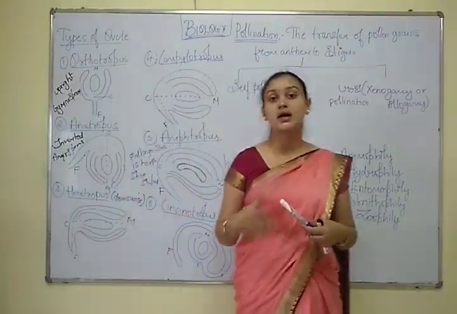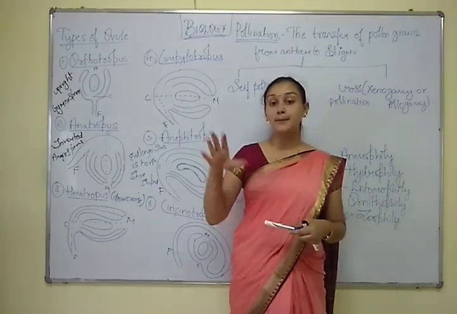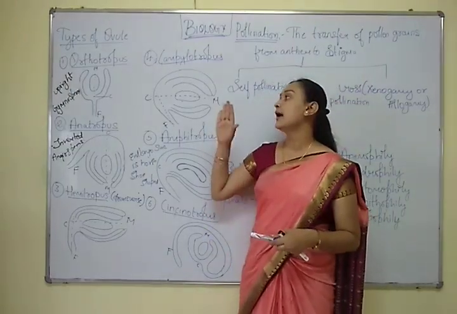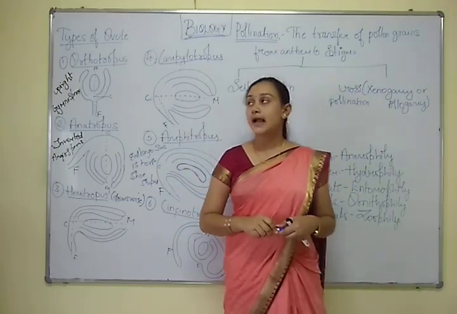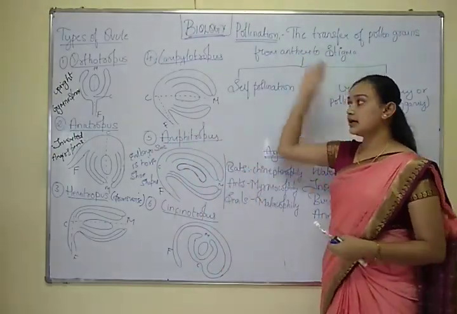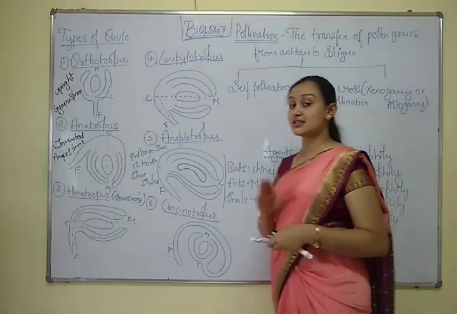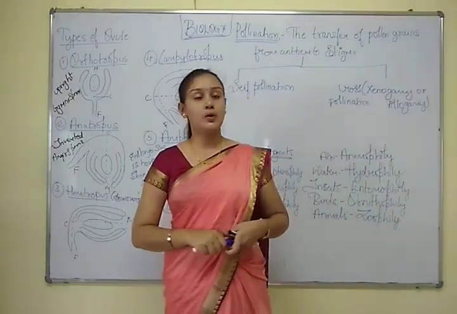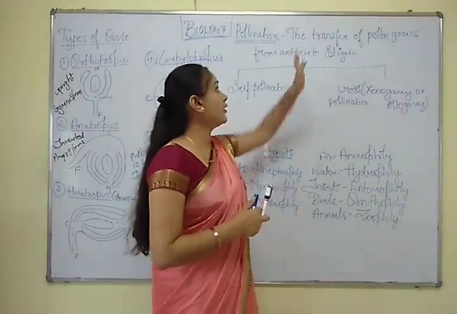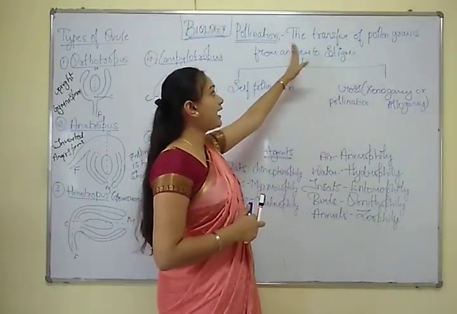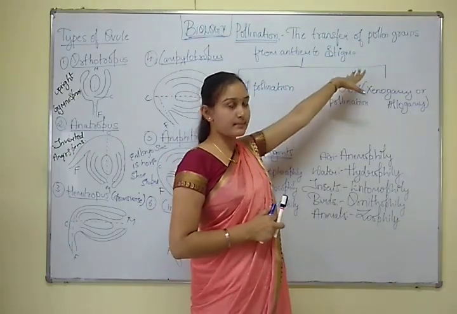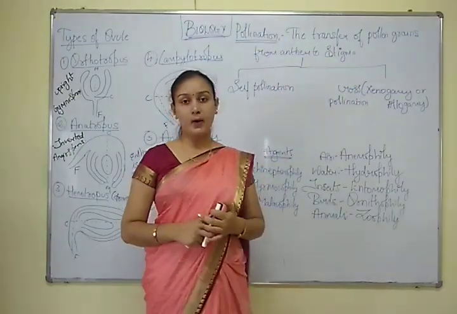So these were the different types of ovule based on the arrangement of micropyle, chalazal end and the funicle end. Next we will see the process of pollination, the general introduction. Pollination means the transfer of pollen grains from the anther to the stigma. It is called pollination.